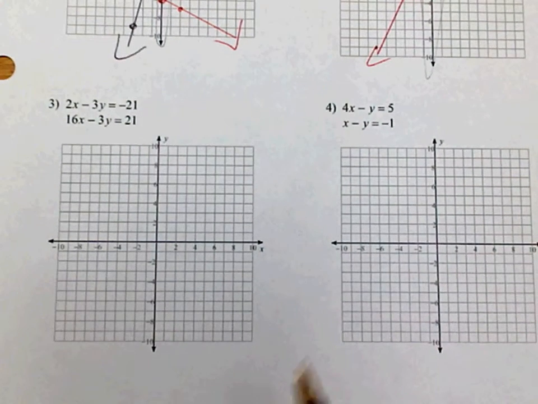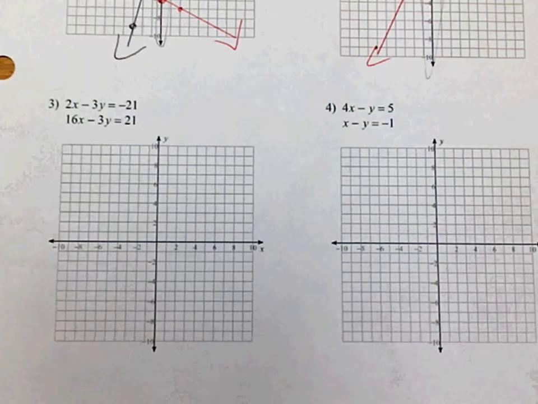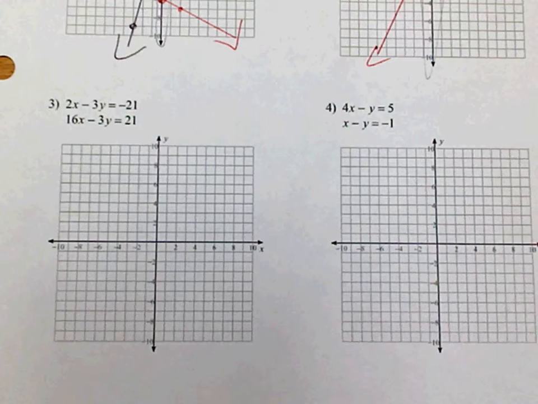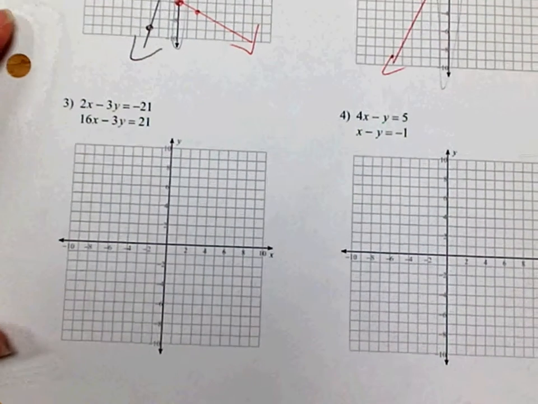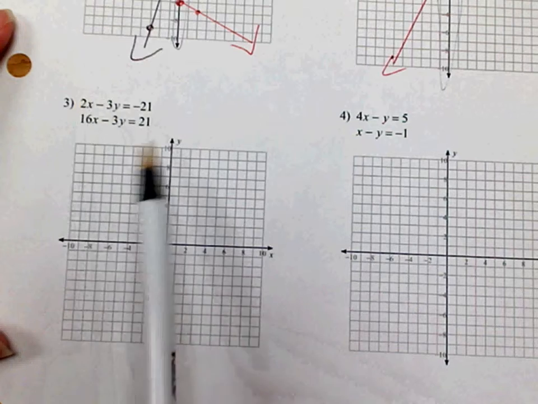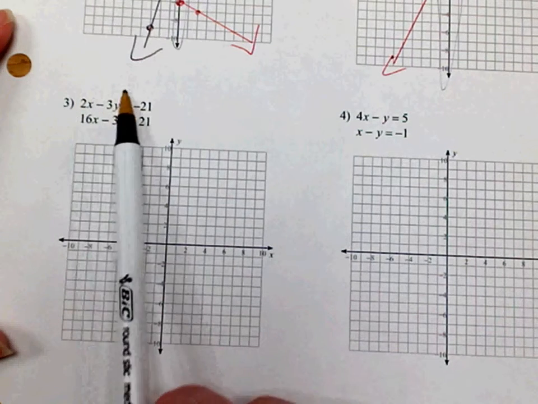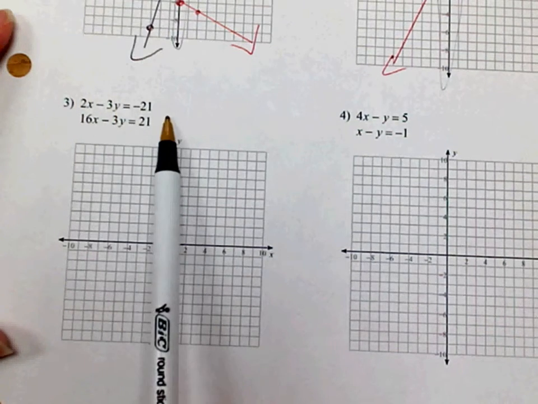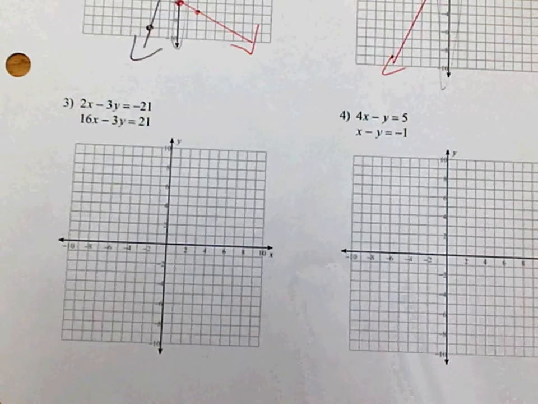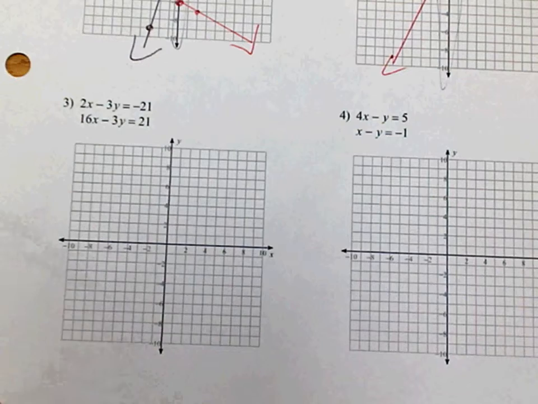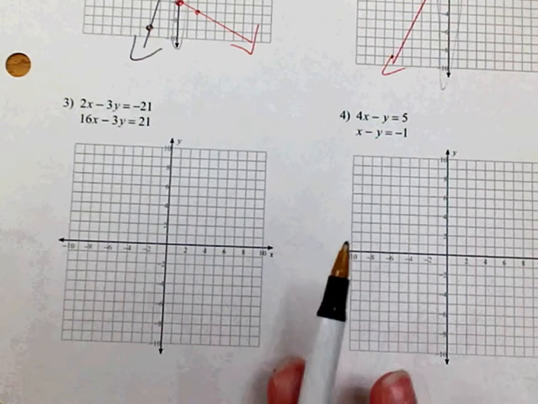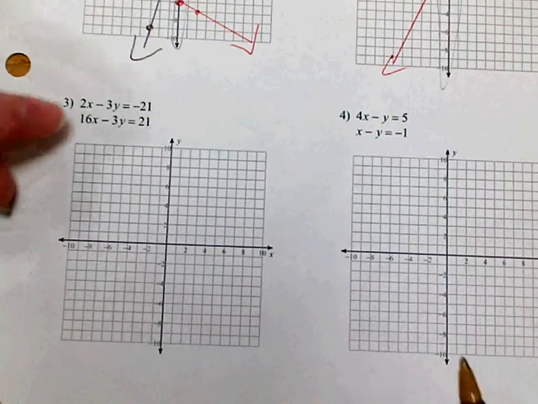On number 3, this tells you to solve it by graphing, but that's not the only way you could solve number 3. Looking at number 3, you might notice that you have them both in standard form. You have the x's and then the y's and then the equal sign and then the constant. When it's like that, I personally like to do elimination. I think it's faster, so that's what I'm going to do here. You do not have to do it the way the directions say.